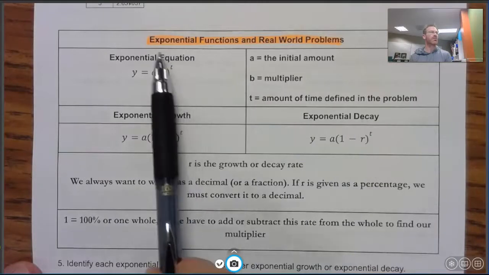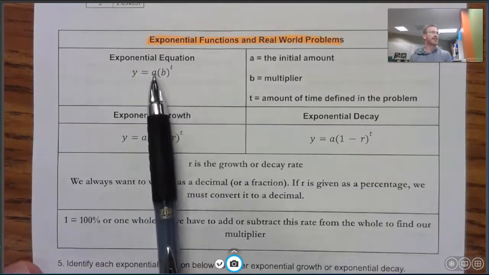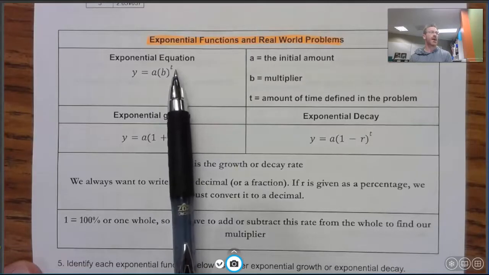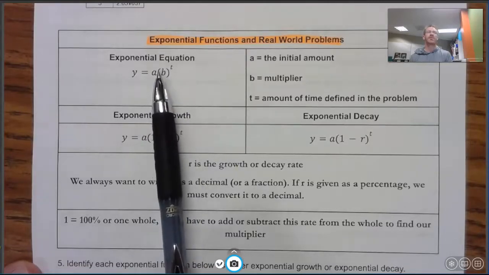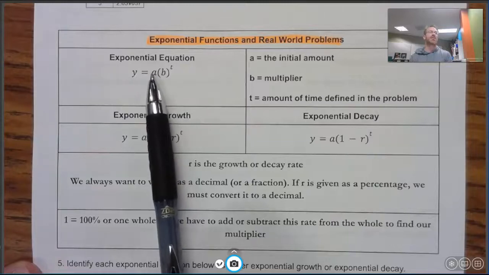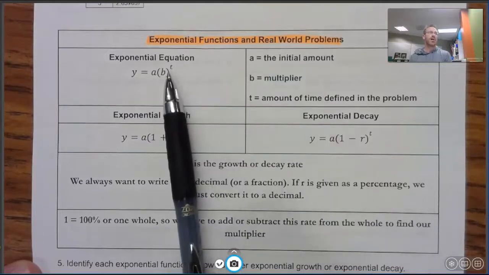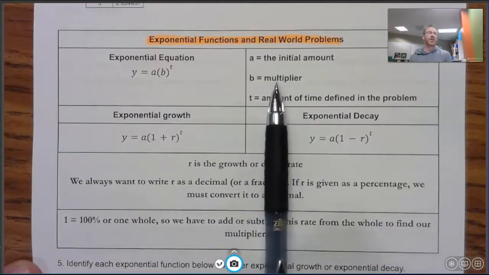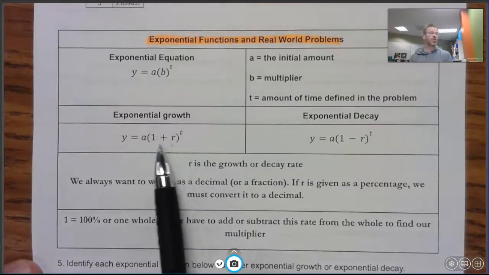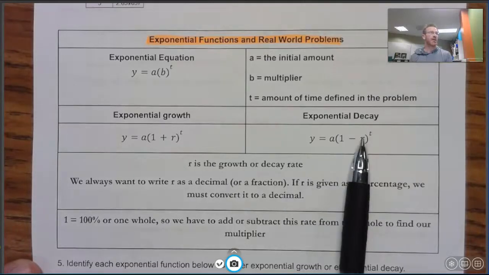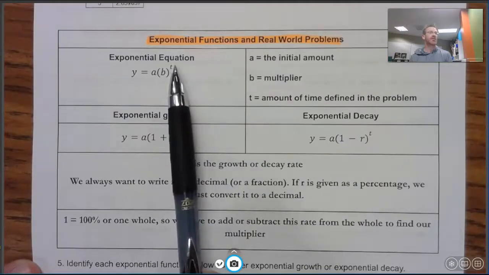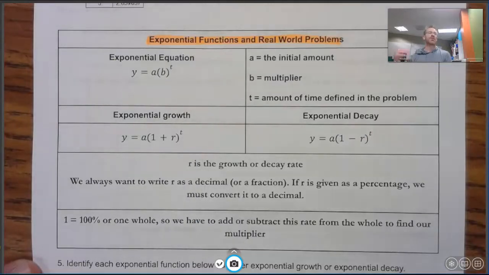These really are all the form of y equals a times b to the t, or x, depending on how it's written. Now, a is new. We've been looking at all of our exponentials so far as a being 1. Now what we're doing is saying, okay, this a value is not going to be 1, and that a value represents the initial amount in our problem. Now, b is still our multiplier, just like what we've been seeing. What's going to change is how we find that multiplier, and that's where we get into exponential growth and exponential decay. And then t is the amount of time defined in our problem. So that could be 3 days, 2 weeks, depending on the type of problem.